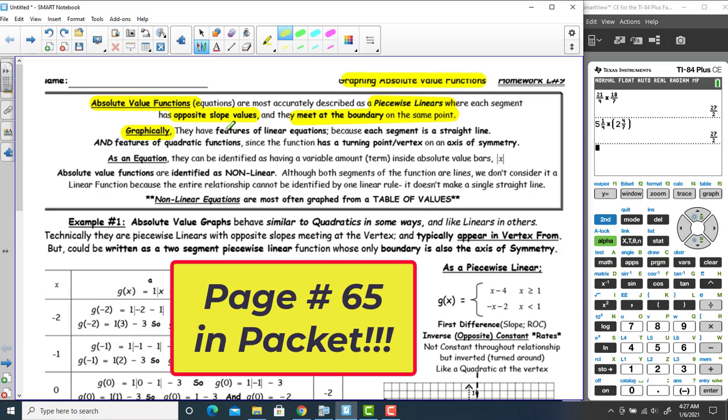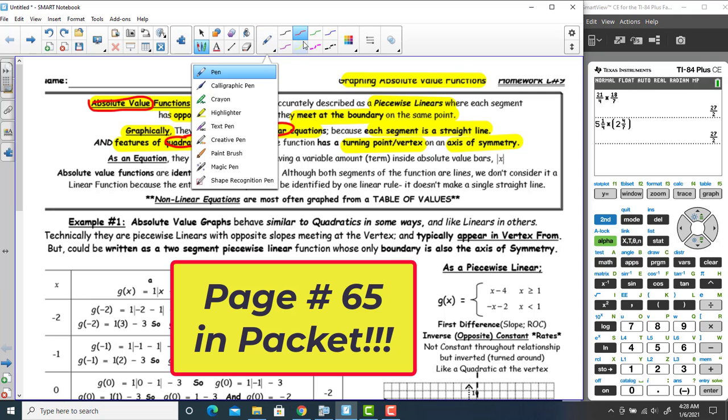Graphically, they have features just like a linear equation because each segment is a straight line. And they have features like a quadratic because there is a turning point or a vertex as well as an axis of symmetry. So you'll often hear me say that absolute value graphs are kind of like a quadratic and a linear had a baby. If you take some of the features of a linear and a quadratic and put them together, you often get an absolute value relationship.